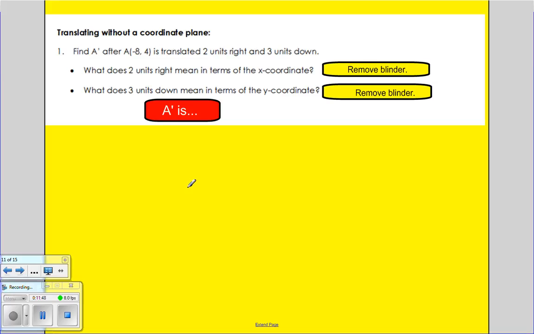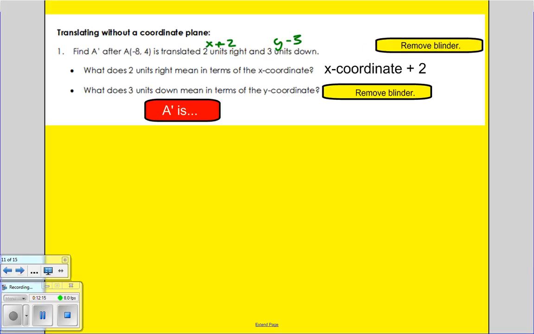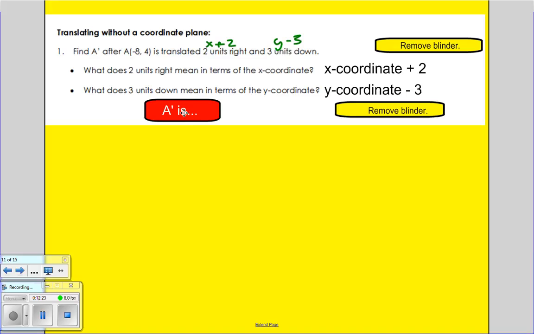Let's talk about finding A prime if the original A is at negative 8, 4. It's translating 2 units right, which is adding 2 to the x-coordinate, and 3 units down, which is subtracting 3 from the y-coordinate. Okay, what does 2 units right mean in terms of the x-coordinate? It means that we are adding 2. Okay, what does 3 units down mean in terms of the y-coordinate? It means we're subtracting 3. And A prime is going to be at negative 6, 1.